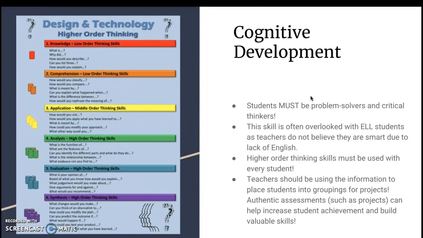Cognitive development is important for all students. It is often overlooked with ESL students because teachers don't believe they have the capacity for this higher order thinking.